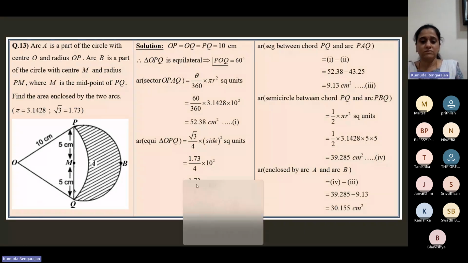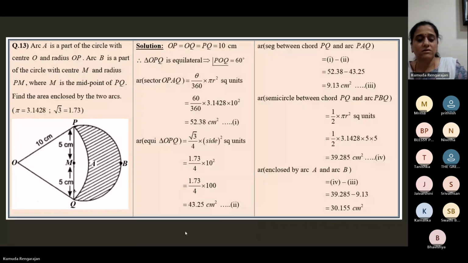Yeah, please continue. Take down the question, draw the figure, go through the answer, understand, and then work out. Calculations, just take it down from the slide.